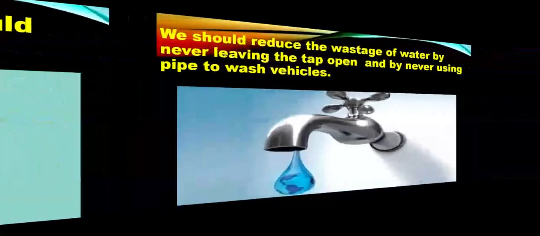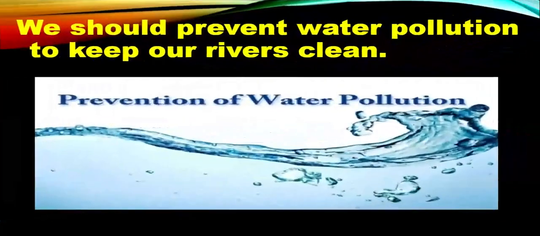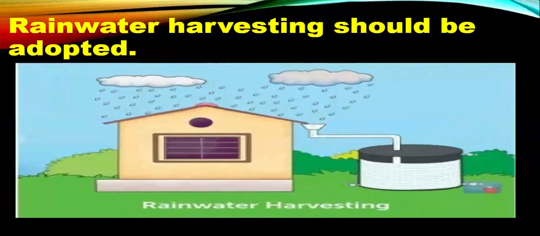Dear children, water is also a natural resource and we should try to save water and reduce the wastage of water by never leaving the tap open or by never using pipes to wash the vehicles. We can also conserve water by preventing water pollution and keeping our rivers clean. Another way to conserve water is by rainwater harvesting. By this method, the rainwater is collected and stored, and that can be reused for various purposes.